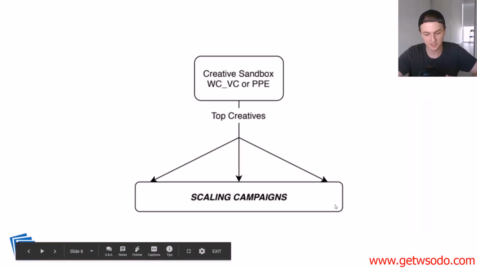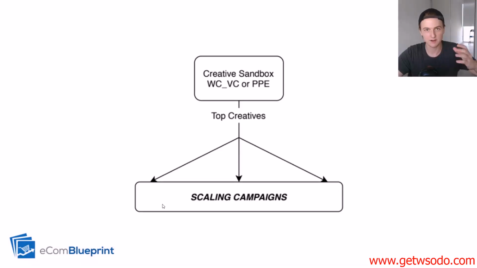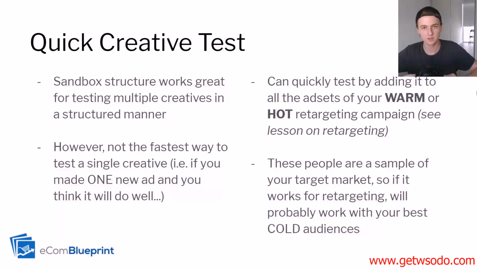And then inside of these campaigns, you're going to have multiple ads per ad set. And Facebook is automatically going to pick the best ones for you. And over time, you can pause the bad ones. You can replace them with new ads from your creative sandbox. And so I often talk about cycling creatives. This is what cycling creatives looks like. So that pretty much covers everything you need to know about the sandbox creative testing structure.